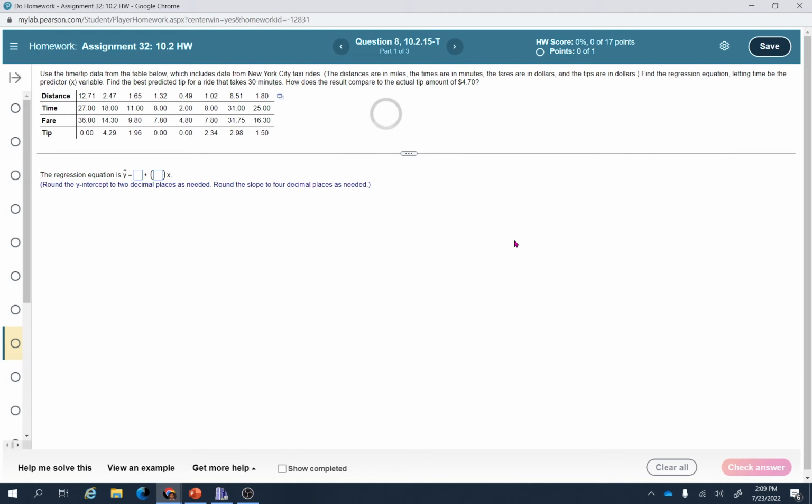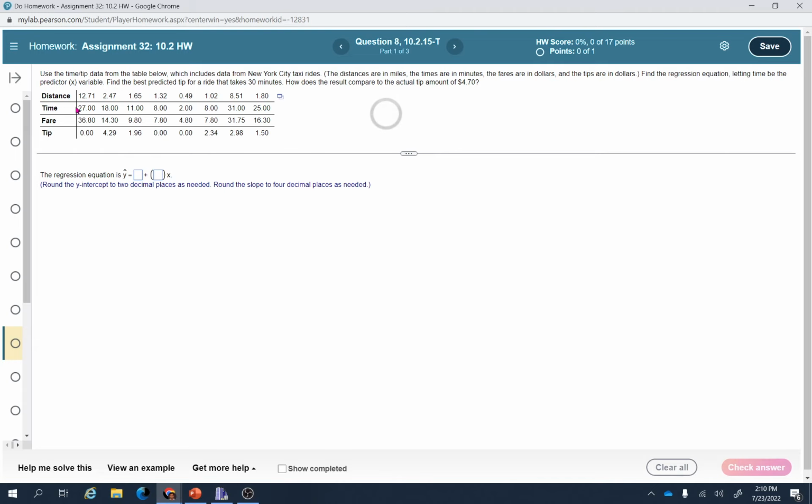Okay, so this is a problem from section 10.2, problem number 8. As you can see here, this is the data we have been given: distance, time, fare, and tip. And we would like to find out the relation between time and tip. Use the time and tip data.